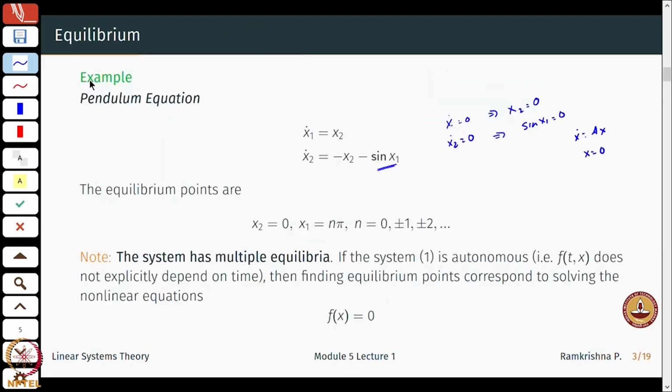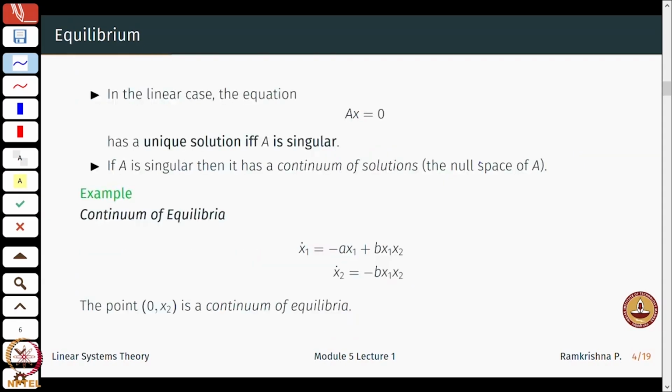In general, if we started off with a system f of x, t, but if the system is autonomous, which means that the system does not explicitly depend on time, then finding equilibrium corresponds to solving just the nonlinear equation f of x equal to 0. Same in the case of a pendulum. This was an autonomous system and I was just solving for f of x being equal to 0.